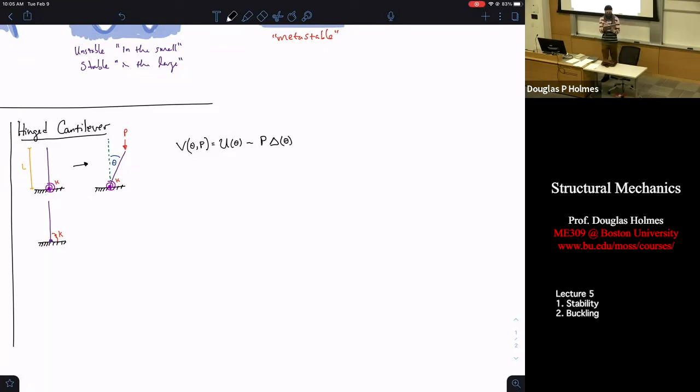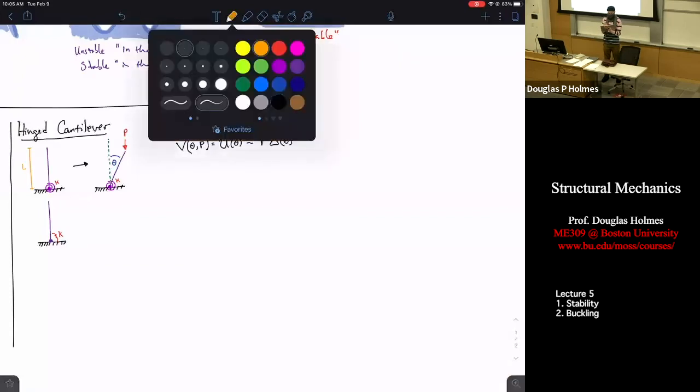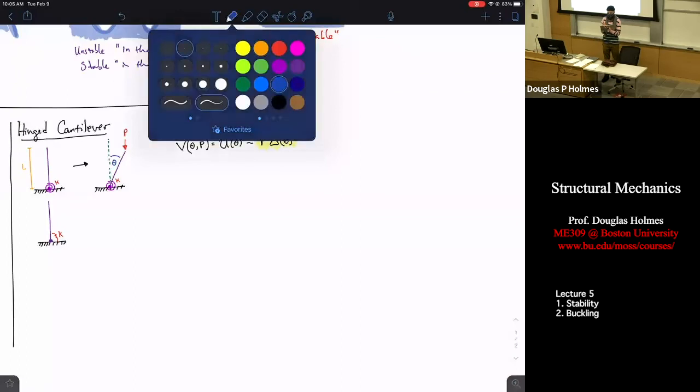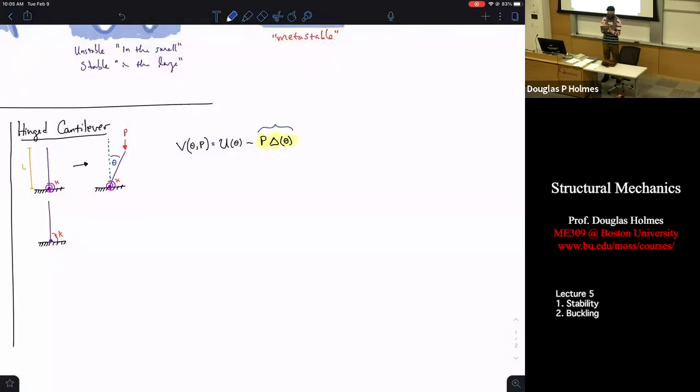Force times distance is work. Potential is the negative of the work, so hence the negative sign. The force is obvious, we're applying the force. Displacement is not obvious, so we have to do a little bit of geometry to figure out what the displacement is going to be. So this is the total potential energy. We haven't really figured out what U and what delta are yet, but we can do that next.